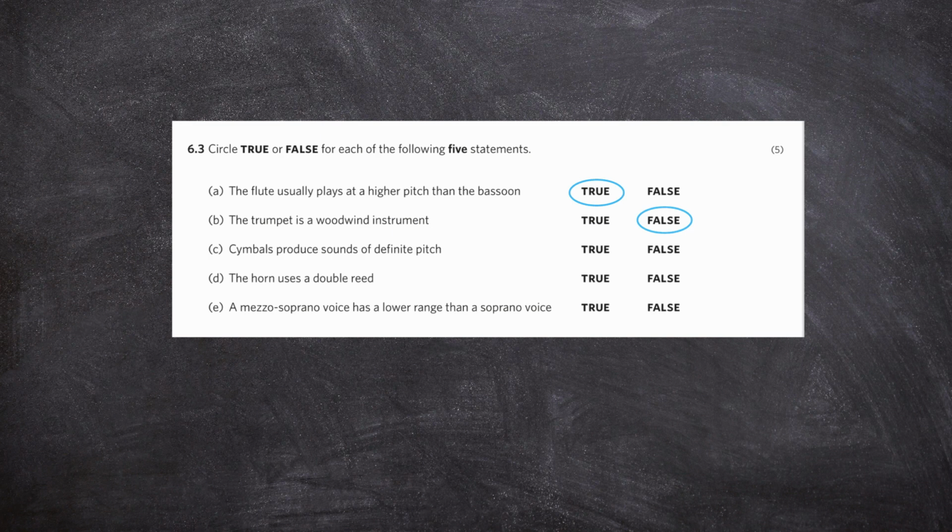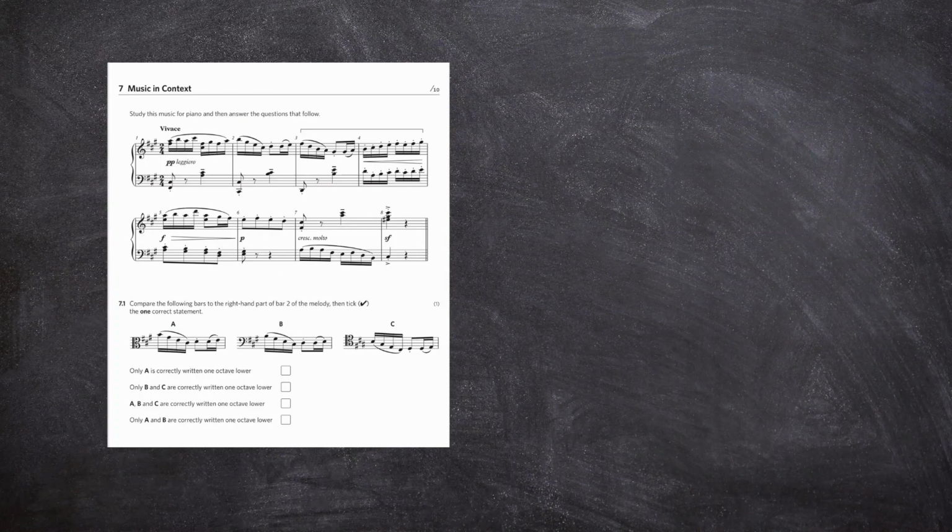Question C. Cymbals produce sounds of definite pitch. This statement is false, because cymbals do not have a definite pitch and are only designed to produce a sound of one kind of pitch. Question D. The horn uses a double reed. This statement is false, because horn doesn't need a reed. Question E. A mezzo-soprano voice has a lower range. This statement is true.